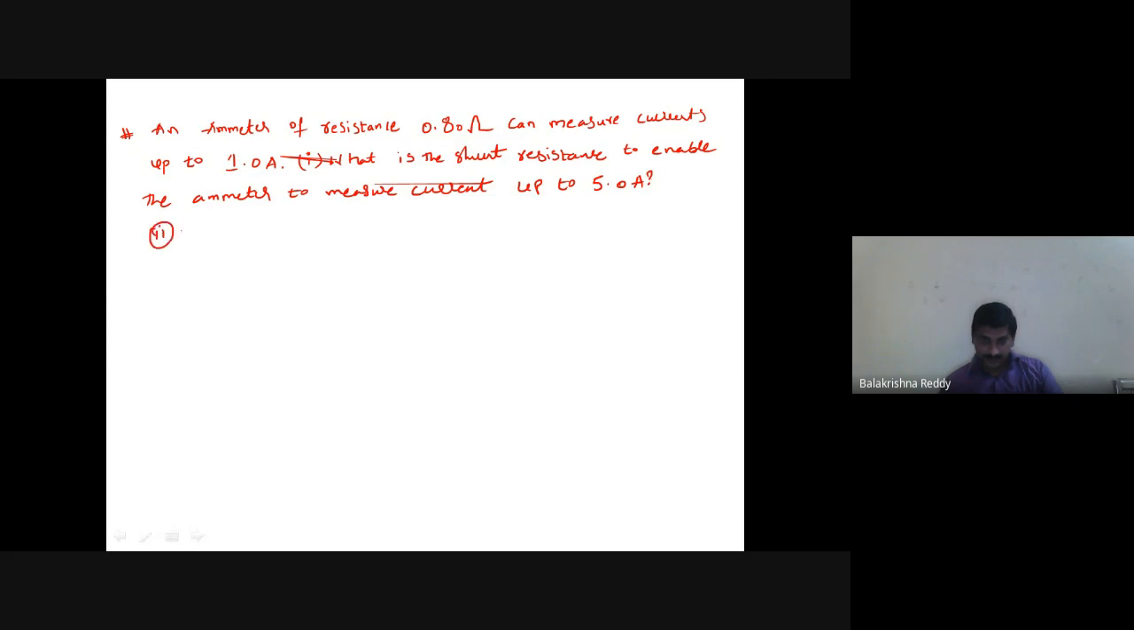Question 2: what is the combined resistance of the ammeter and the shunt?